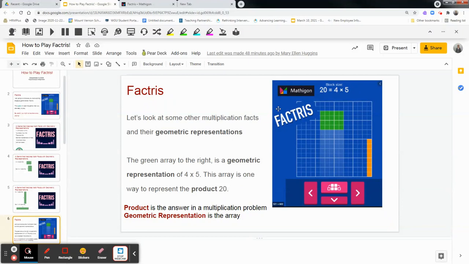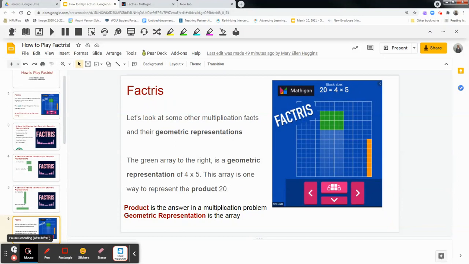But the really interesting part about this, all of you, is that while your brain is trying to say, do I want a 4 by 5 or a 5 by 4 for 20? Your brain is starting to connect your multiplication facts. And that's really cool because that's how the brain works. And we're going to use that when we play this game. And that's, I think, a better way to memorize your multiplication facts, where it makes this connection with the geometric representations in our game.